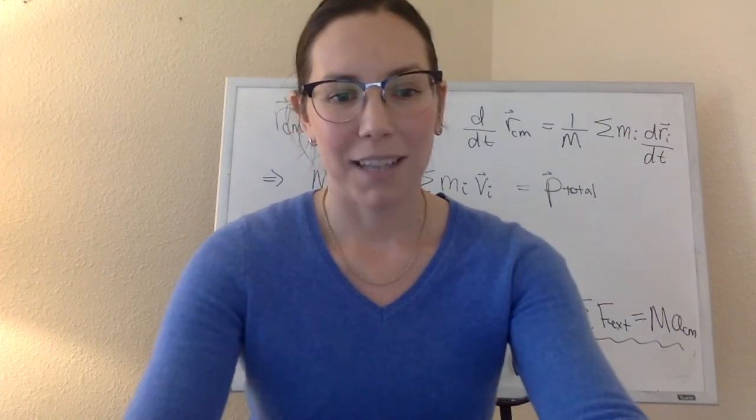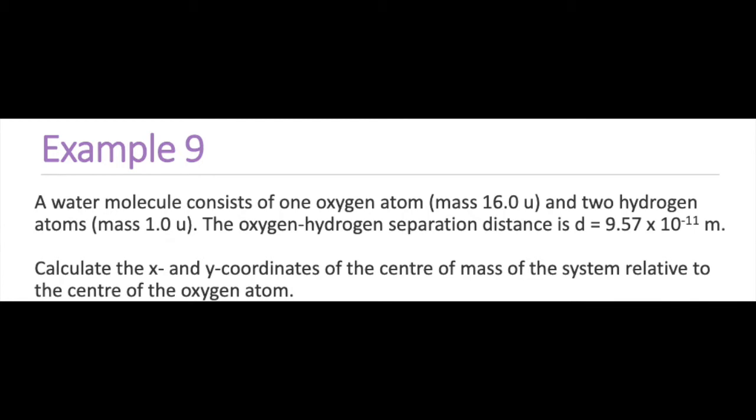Okay, let's do some examples. The water molecule consists of one oxygen atom, mass 16 u, and two hydrogen atoms, mass 1 u each. The oxygen-hydrogen separation distance is d equals 9.57 times 10 to the negative 11 meters.